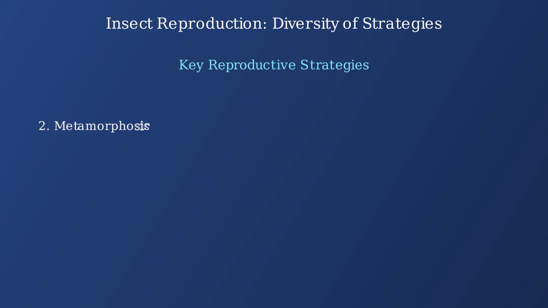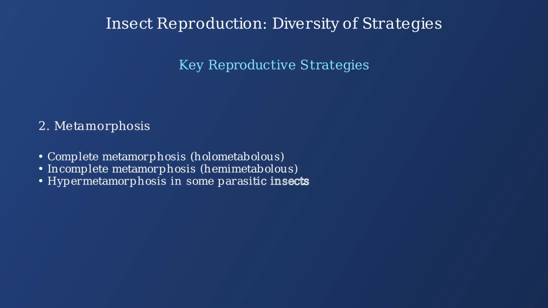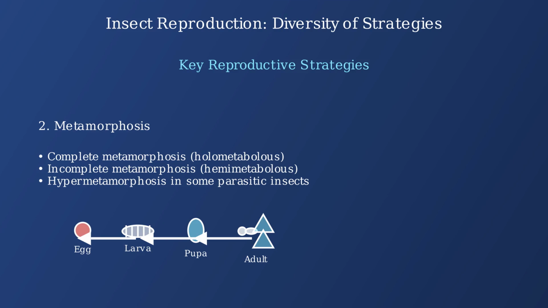Metamorphosis is a key feature of insect reproduction. Complete metamorphosis includes distinct egg, larva, pupa, and adult stages. Incomplete metamorphosis skips the pupal stage. Some parasitic insects exhibit hypermetamorphosis with multiple specialized larval forms.